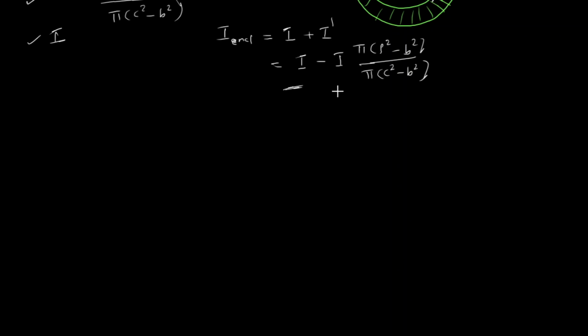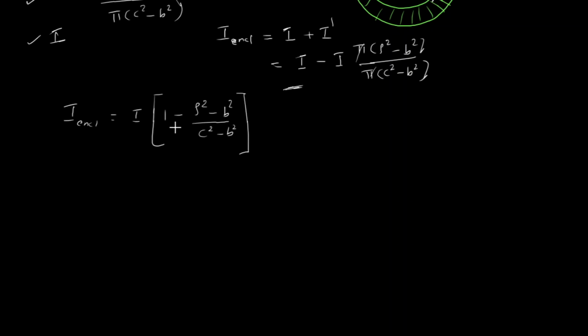Now further, if you want, you can simplify this before substituting. You can take I as common, which is better, because otherwise it becomes a very lengthy equation when you substitute. So I can write this as I common and 1 minus, pi gets cancelled, so 1 minus rho square minus b square divided by c square minus b square. I am just trying to get a better equation for I enclosed before substituting to find the closed integral.